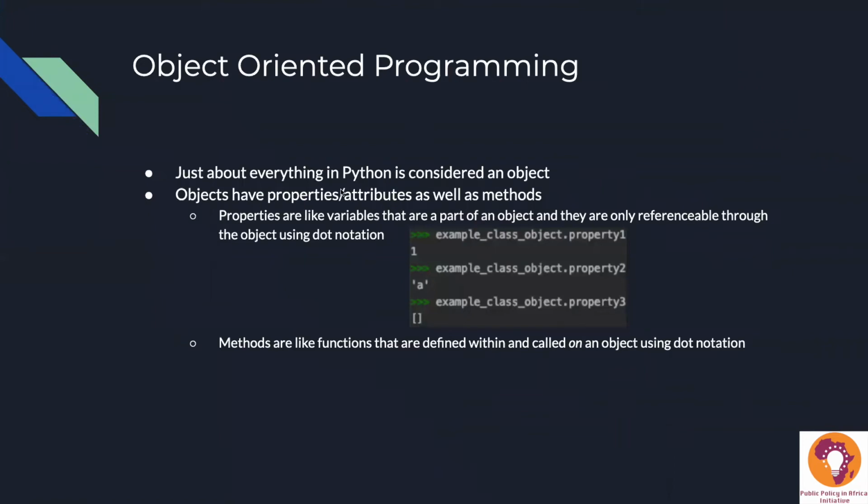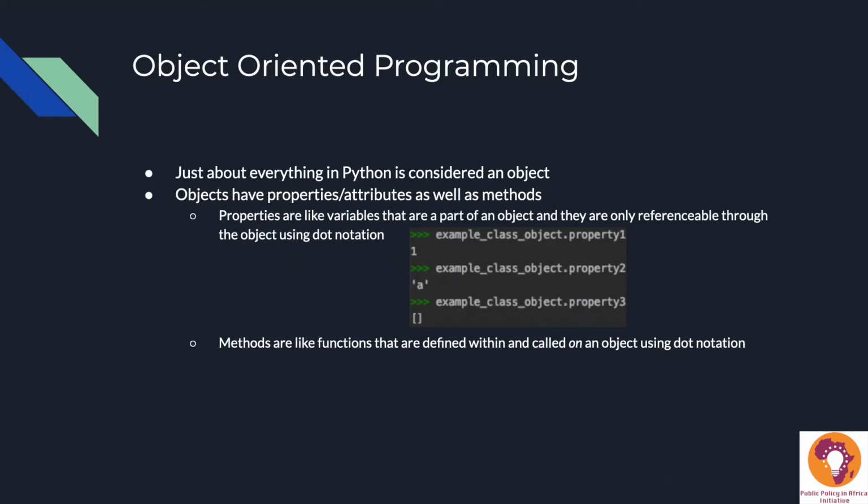So the first thing to know when it comes to classes is we need to talk about the background of object-oriented programming. So in Python, just about everything is considered an object. Objects have properties and attributes as well as methods. And we've seen some of these methods before whenever we're dealing with certain other objects.